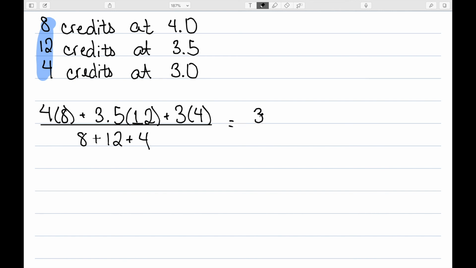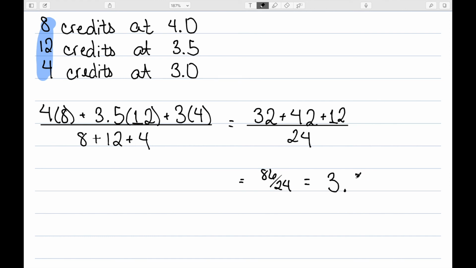4 times 8 is 32. 3.5 times 12 is 42. And 3 times 4 is 12. All divided by 24. This is then 86 divided by 24. And when you do that division, you get that your GPA is approximately 3.58.